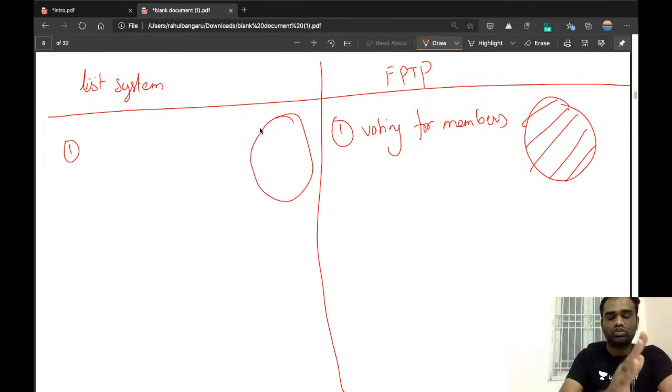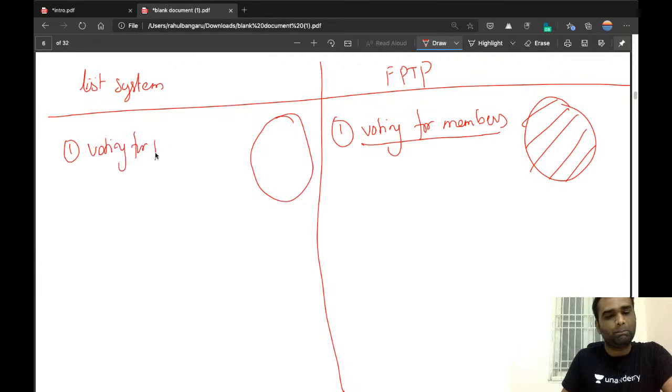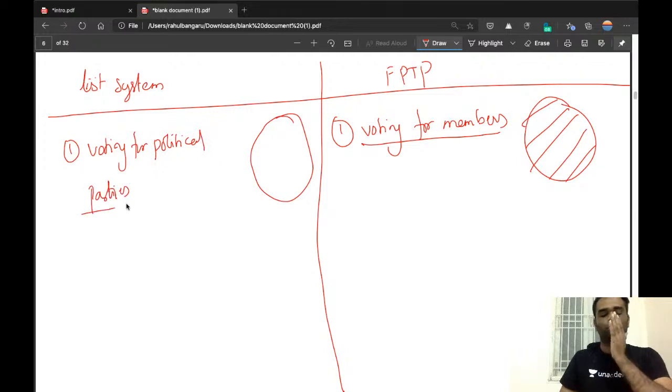So this is how Tamil Nadu will be demarcated based on these two systems. Now, in case of list system, instead of voting for members, since there is no constituency, who will you be voting for? The electors will be voting for political parties. Okay, they will be voting for political parties.